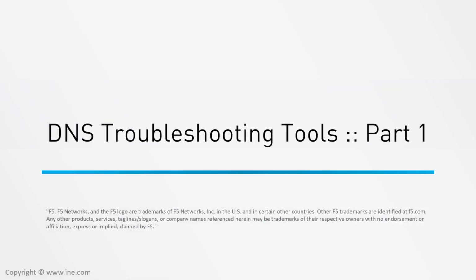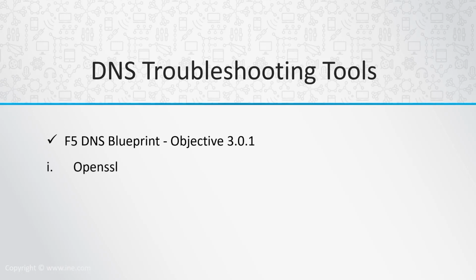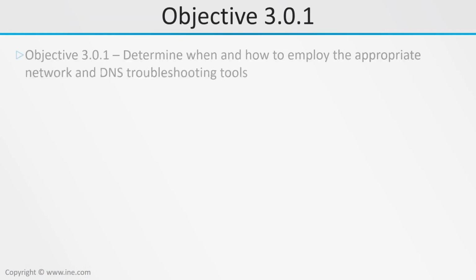Okay, let's begin by looking at DNS troubleshooting tools. This is going to be part of section 3, talking about test and troubleshooting as part of the F5 DNS exam blueprint. So we'll go over F5 DNS blueprint objective 301, which includes topics around OpenSSL, tcpdump, ssldump, dig, and nslookup.